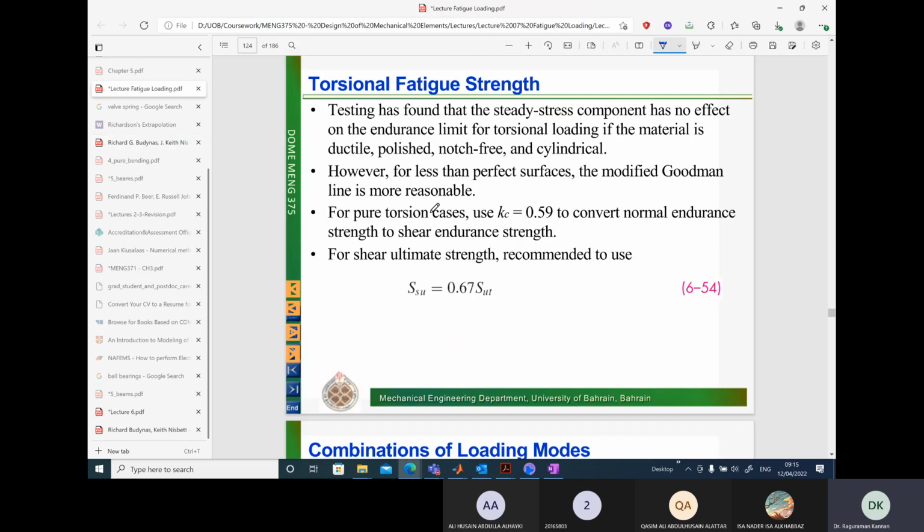So let's go back here. Testing has found that steady state component has no effect on the endurance limit of torsional loading if the material is ductile, polished, notch free and cylindrical. So this is a very important point. The endurance limit does not change and it has no effect with respect to shear stresses. It has no effect, the mean stress value. So what is this saying? It doesn't matter what my tau m is, whether it is positive or negative, the endurance limit remains the same.